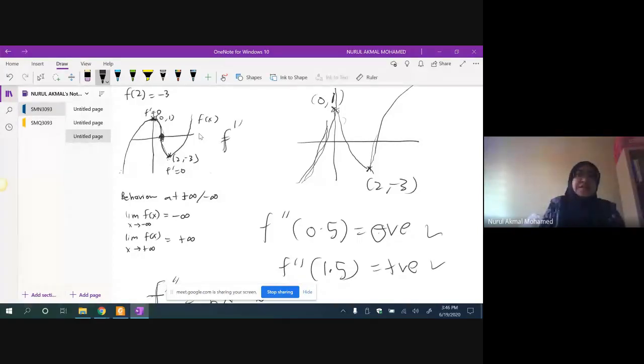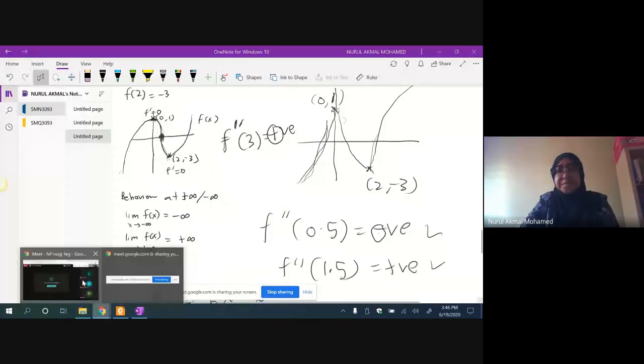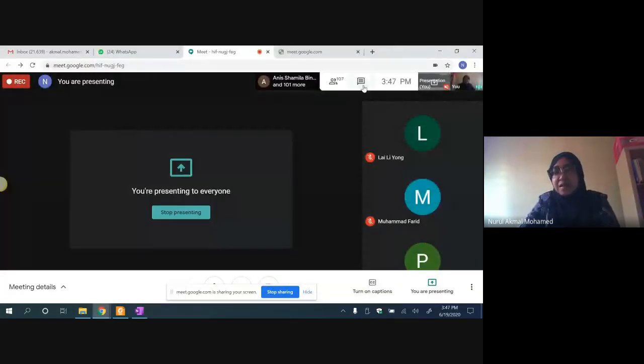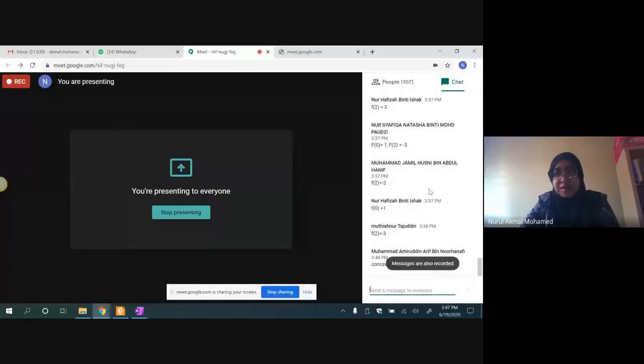And then for the last interval here, from 2 up to infinity, let's say you choose f double prime when x is equal to 3. Is it positive or negative? This one is concave upwards, so I predict that it must be positive. It must be positive if this graph is correct. So any questions? I hope it is clear. Anyone want to say something? Any question? No?